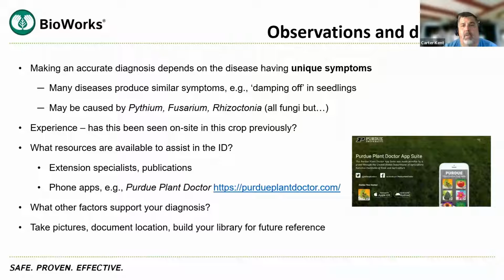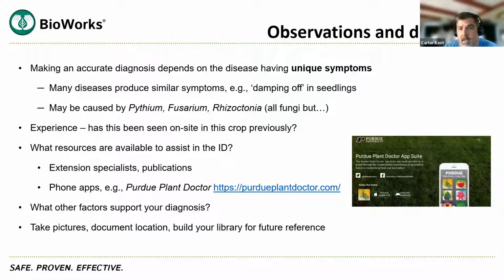So, other observations and diagnosis. Making an accurate diagnosis will depend upon being able to identify unique symptoms. However, many diseases produce similar symptoms. Damping off in seedlings can be caused by many pathogens, Pythium, Fusarium, and Rhizoctonia, and all of those will look fairly similar to the naked eye. You really have to send those out to a lab to have that identified so you can properly attack that situation.